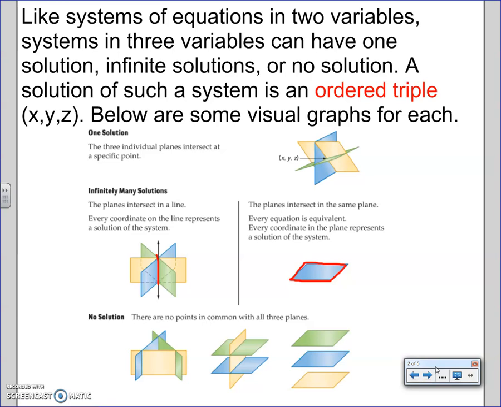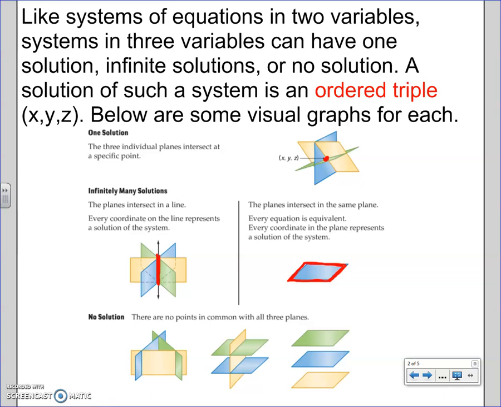You could have all three planes intersecting at one point, and that's it. So that's one solution, consistent, independent. You could have infinitely many solutions, so these three cross this red line right here, or they could be the same plane all on top of each other, like overlapping. So that's consistent, dependent.